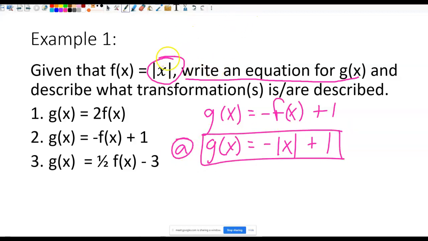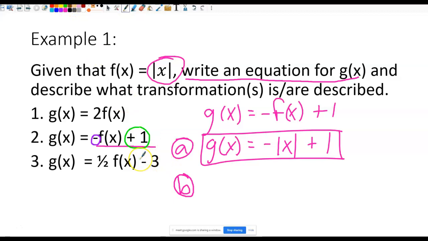So f of x is the absolute value of x, while g of x is negative absolute value of x plus 1. So now we want to describe the transformations. Now in this one, there are 2 transformations. We are doing 2 things to our f function. One of the things that we're doing to it is we're adding a number to it. The other thing that we're doing to it is we're multiplying it by a negative. And both of those are a transformation.